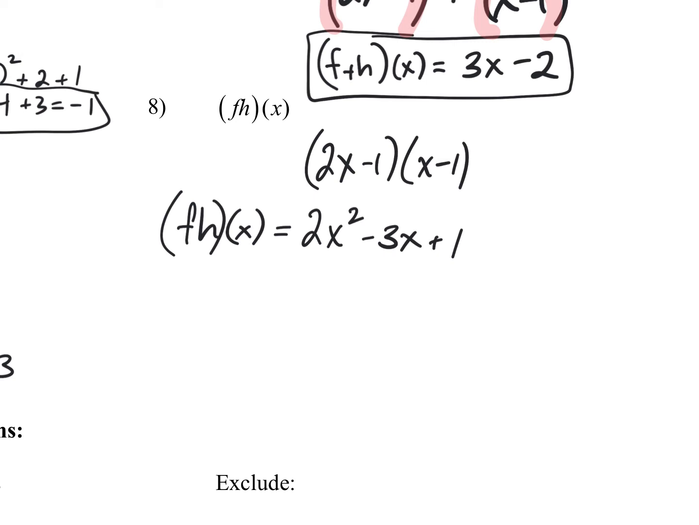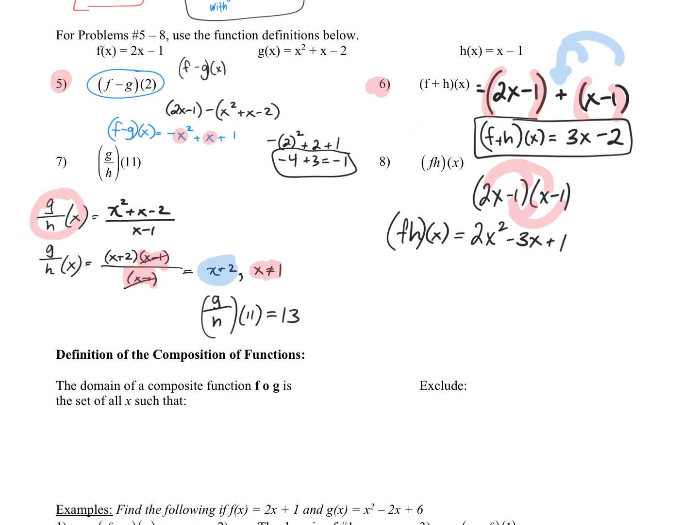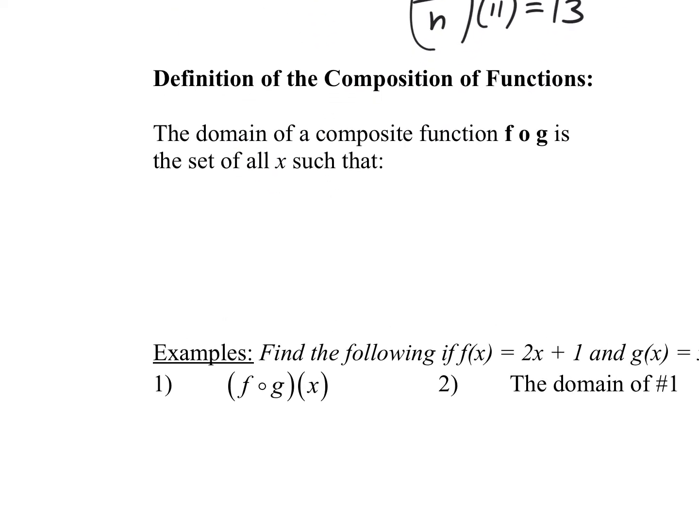And that's what I've done. You guys may have called it foiling. We are distributing these binomials and expanding and combining. Let's move on to composition functions.